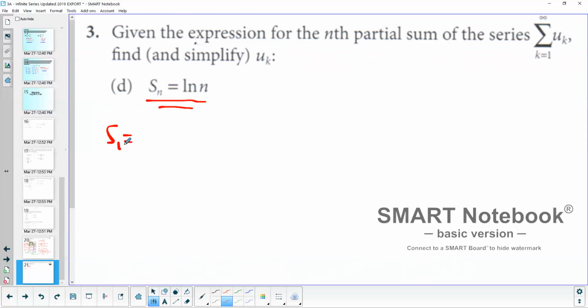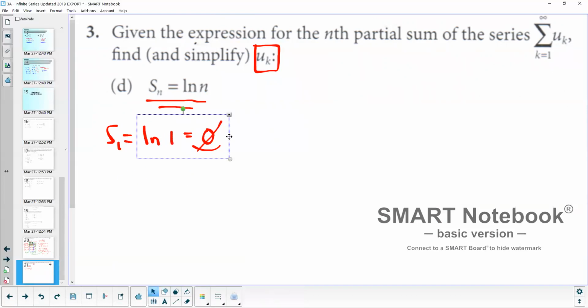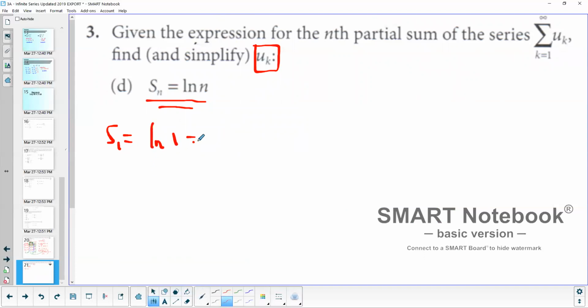And so the first partial sum in this case is just the natural log of 1, which is equal to 0. And what we're going to find is I actually don't want to simplify this. And you'll see why a little later, because it'll make it a little more difficult to identify what our rule is going to be. But for right now, we'll go ahead and leave it as the natural log of 1, which is equal to 0. And then the second partial sum, which is the sum of the first 2 terms in the series, is just going to be the natural log of 2.